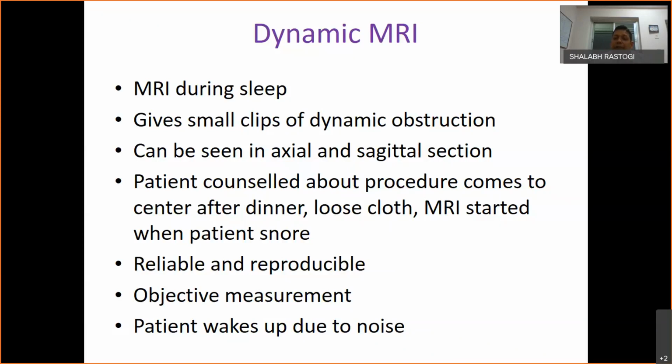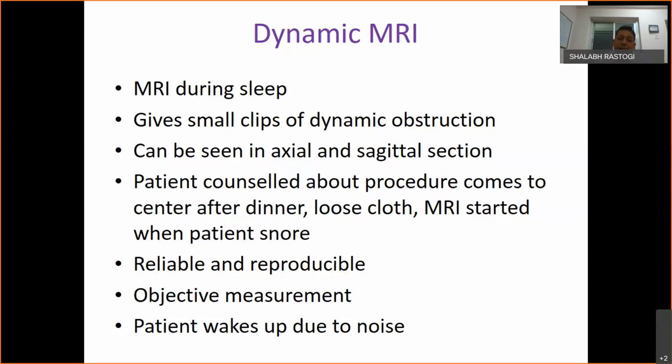The report is made by mixing the 1 second clips, and it gives a short video type of reporting. That short video you can see in the axial section, and you can see in the sagittal section. During axial, you can see the level of collapse, and the degree of collapse, and then during sagittal, you can see the number or the multiple collapse, what all sides are contributing to the collapse.